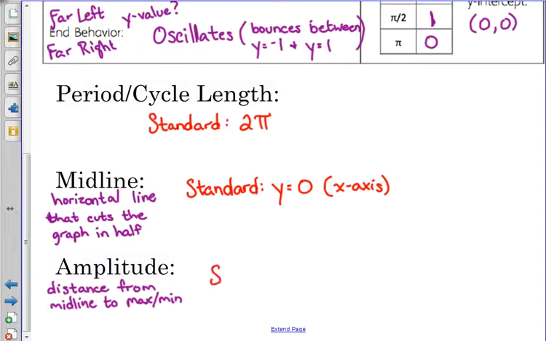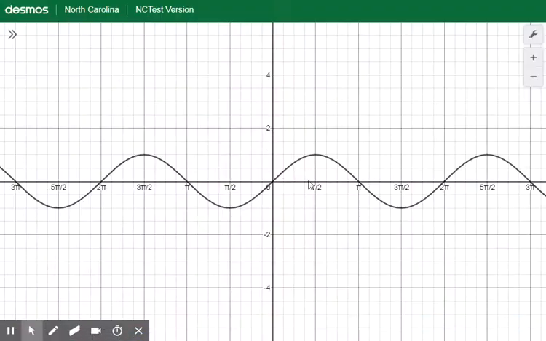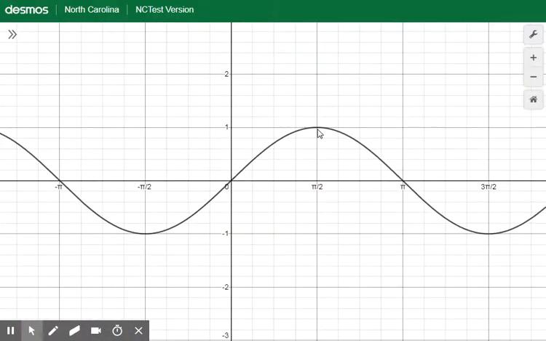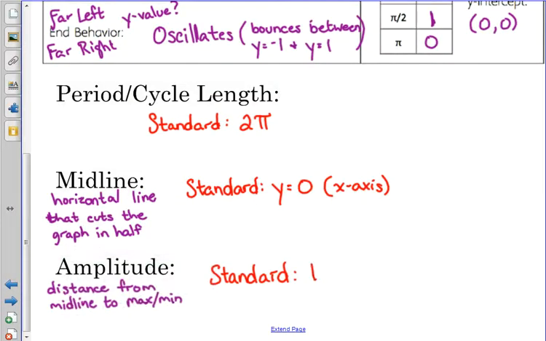So our standard, if we go from the middle, y equals 0, to the maximum is 1. That distance is 1. That's the amplitude. We could also look over here from 0 to the minimum, -1. So either way, that distance is 1. Amplitude is always positive. It doesn't matter whether you go up or down to get to it. It's a distance, so distances are always positive.